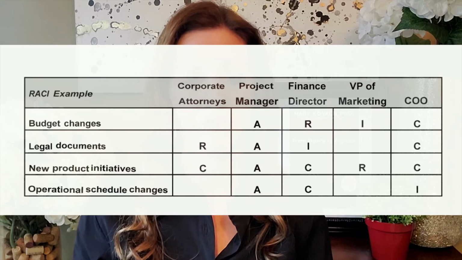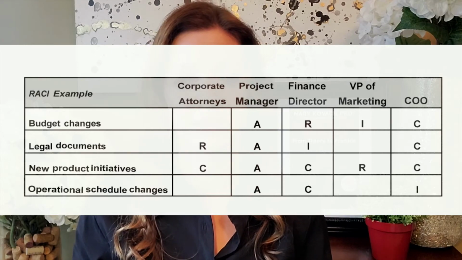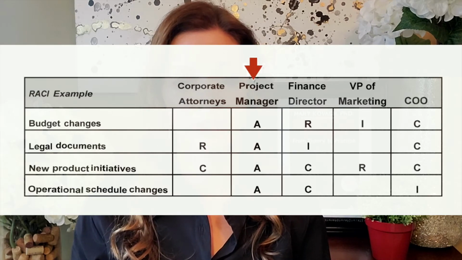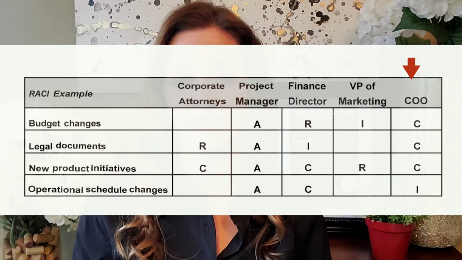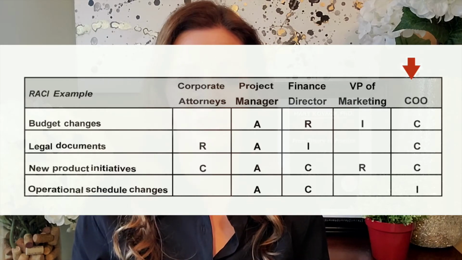Across the top in the first row, you'll list positions. Examples here could include corporate attorneys, the project manager, finance director, VP of marketing, and the COO, the chief operations officer. From there, you populate the cells where the roles and tasks cross with any of the RACI letters.